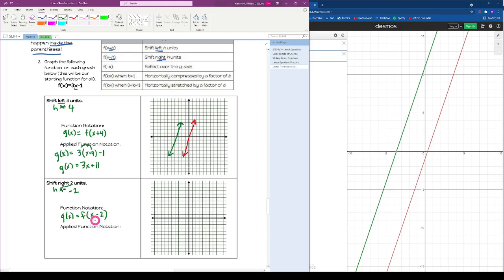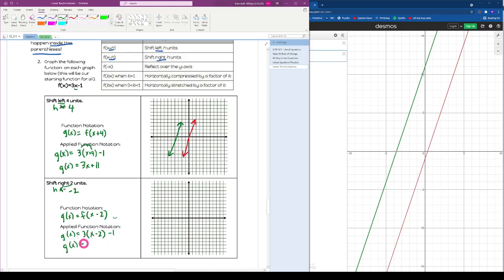Again, just continue hammering this home, our change is happening in the parentheses, so it's an input change. When we did a vertical change, remember the -2 would have been outside the parentheses over here, not inside the parentheses. So since it's in the parentheses, we know it's shifting the x, not the y. And our applied notation would be plug in this for x. So we have 3 times, our new input is x minus 2, and then minus 1.